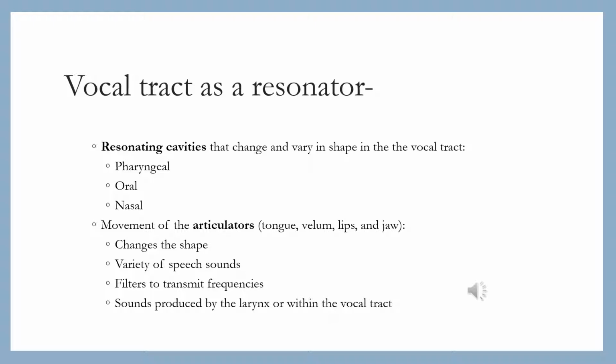Next we talk about the movement of articulators. Some examples of articulators are the tongue, the velum, the lips, and the jaw. These can change the shape and create a variety of speech sounds. They filter to transmit frequencies, so again, they create differences in the resonating frequencies. The sounds produced by the larynx are within the vocal tract. So the articulators can change all of those points to create a different frequency, and that's why the vocal tract is a resonator.